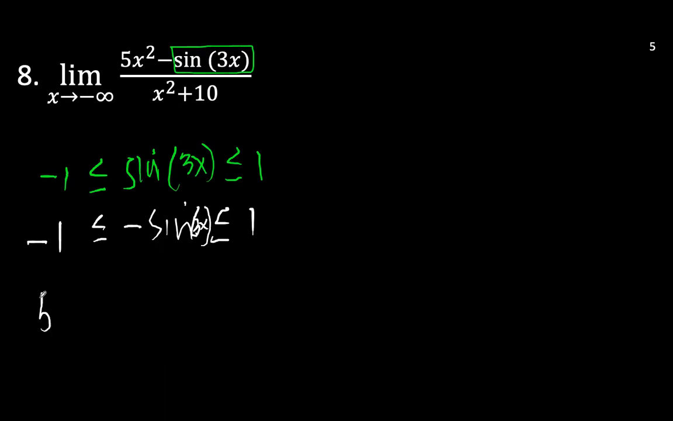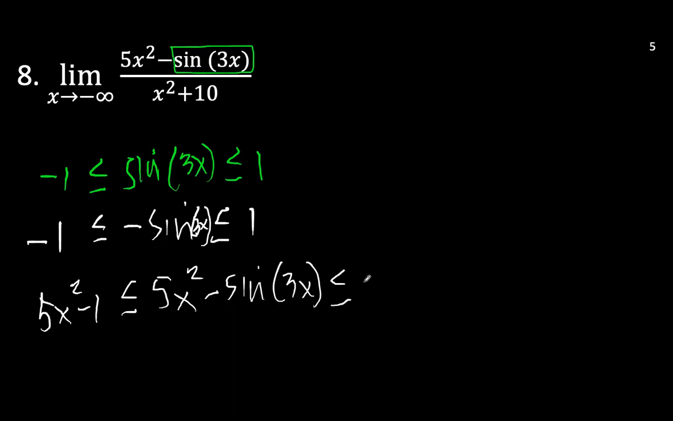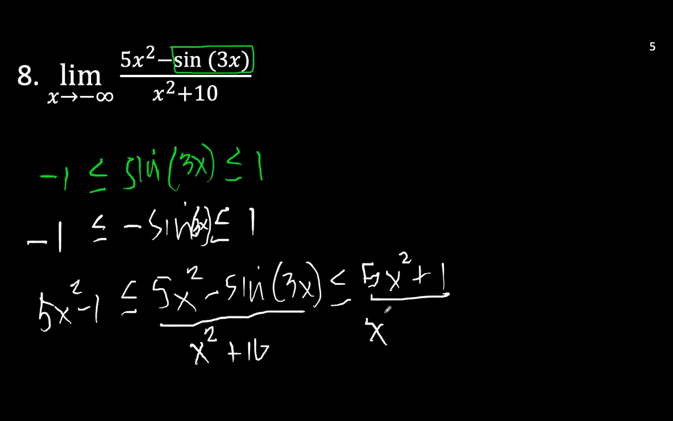So we need to add 5x squared in all of the terms: 5x squared minus 1 less than or equal to 5x squared minus sine 3x less than or equal to 5x squared plus 1. And here we go. We have already found the numerator, and we need to divide this by x squared plus 10. So the other two sides should also be divided by x squared plus 10.